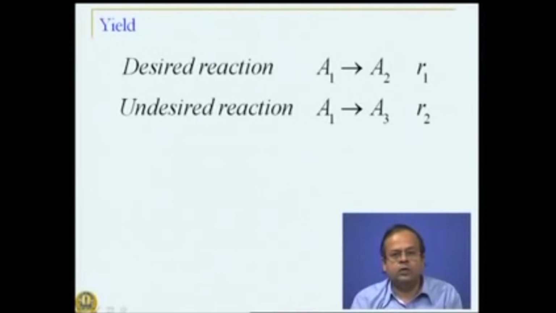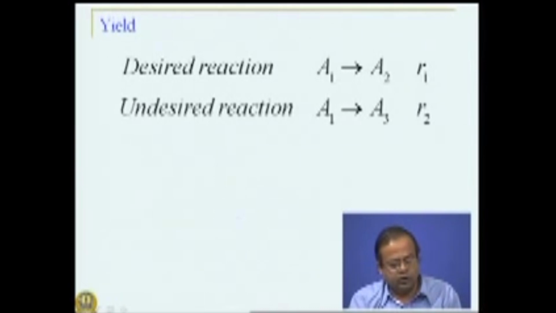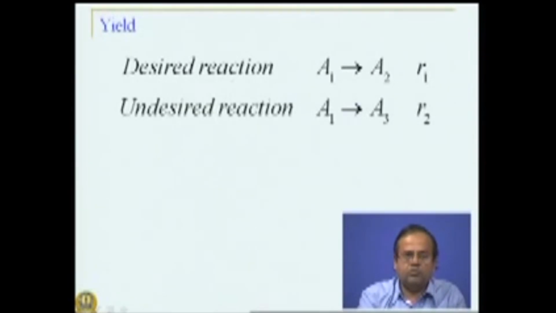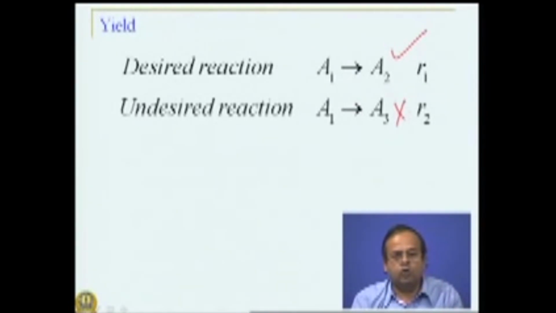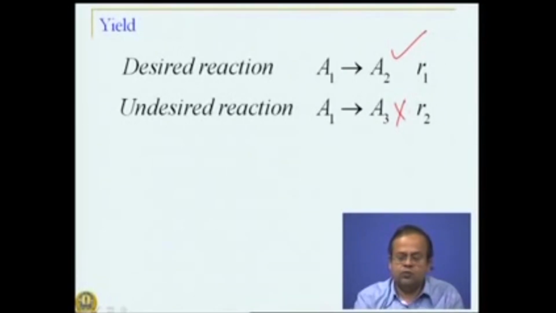But before we do that, let us define a few quantities of interest when it comes to multiple reactions. The first quantity of interest is yield. Let us say that we have this desired reaction A1 going to A2 and this undesirable reaction A1 going to A3. The first follows rate R1, the second reaction has rate R2.